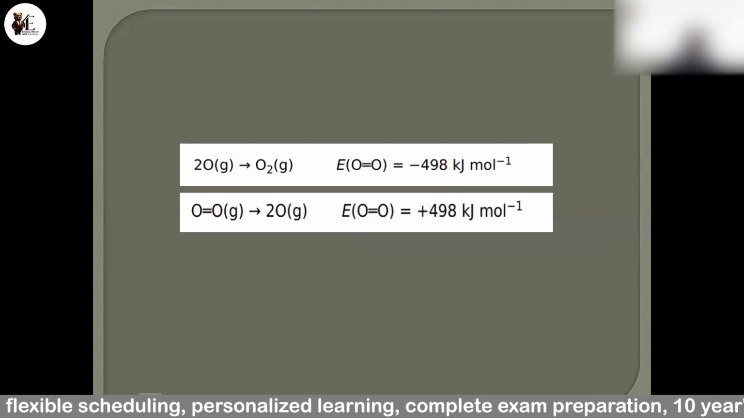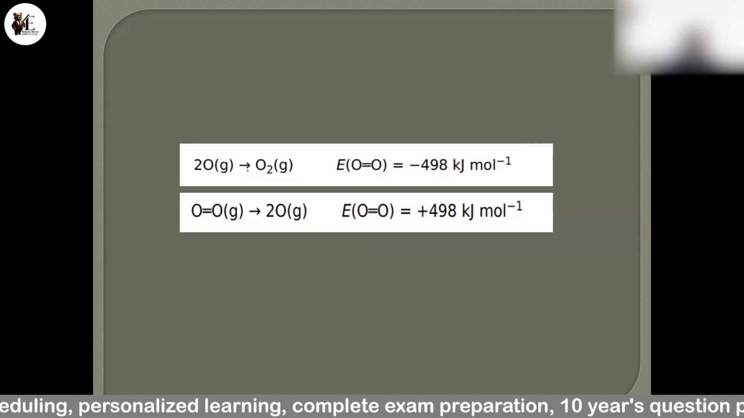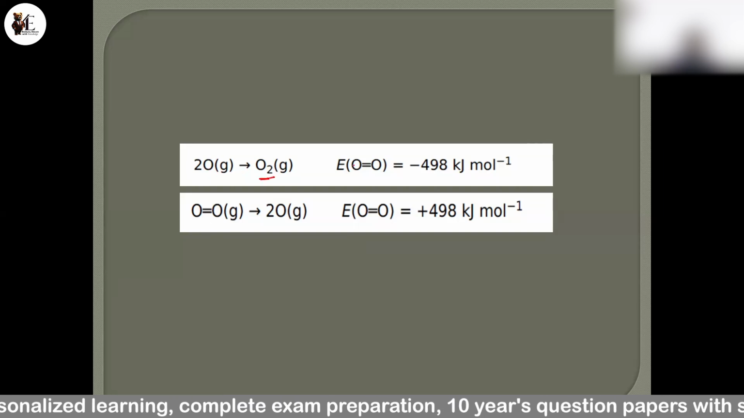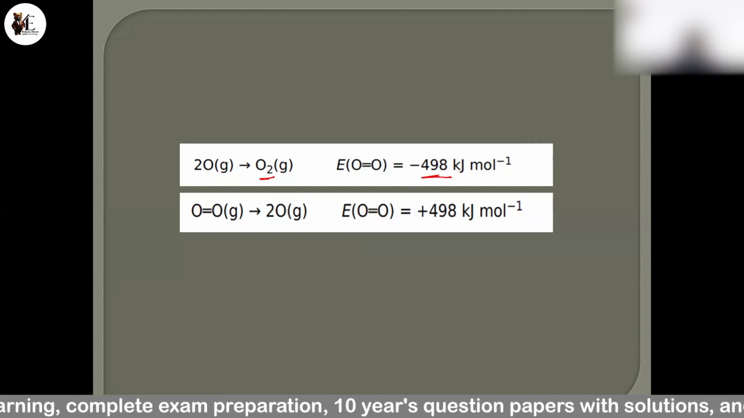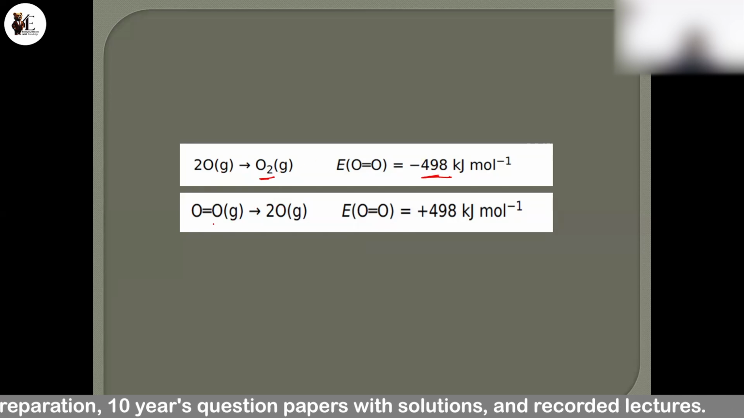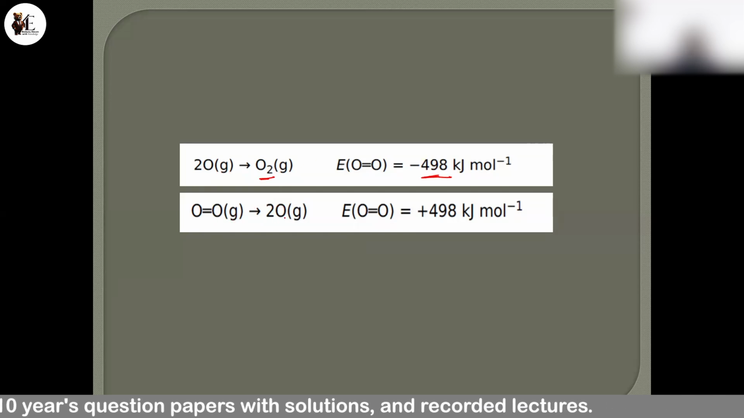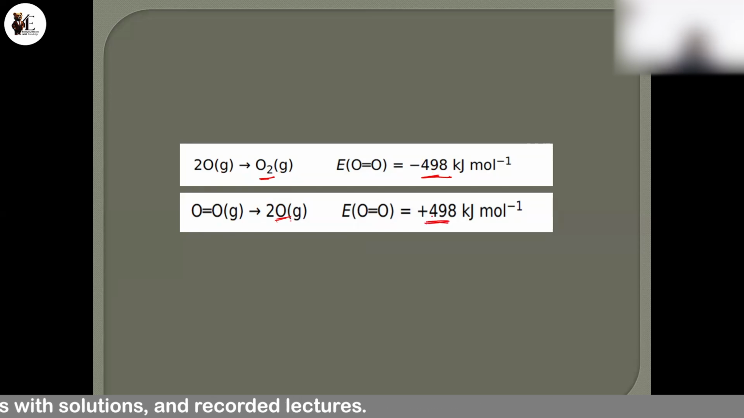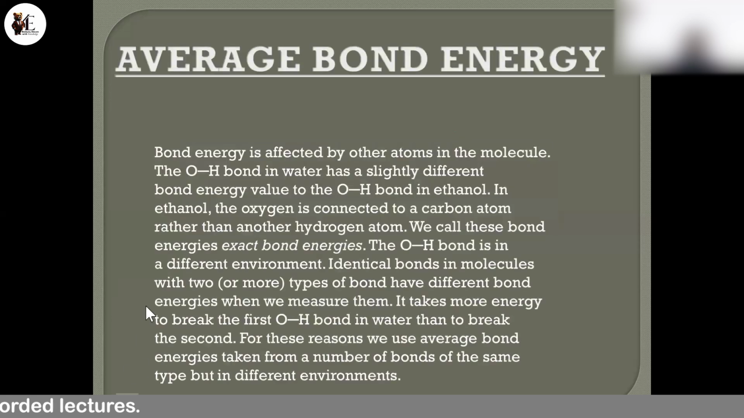When oxygen atoms combine together to form an O2 molecule, the energy released is minus 498 kilojoules per mole. But when the opposite process occurs, when O2 breaks to form two oxygen atoms, energy is absorbed and it is 498 kilojoules per mole. Okay. So now what is average bond energy?